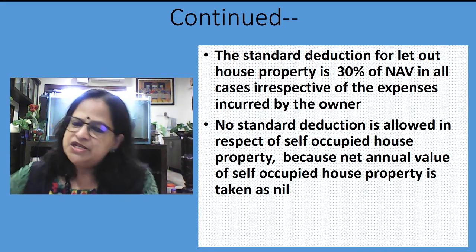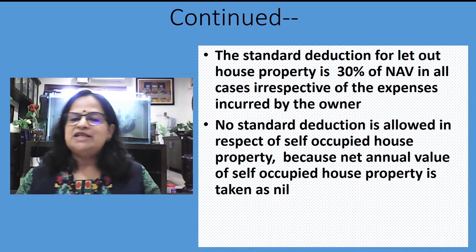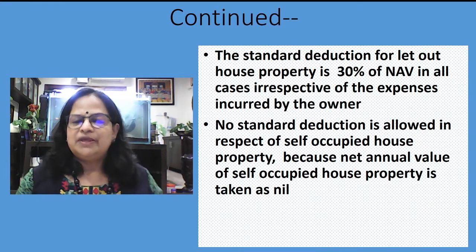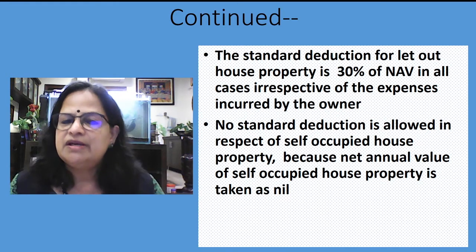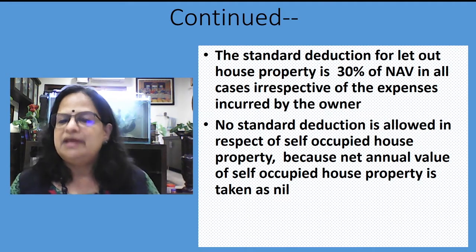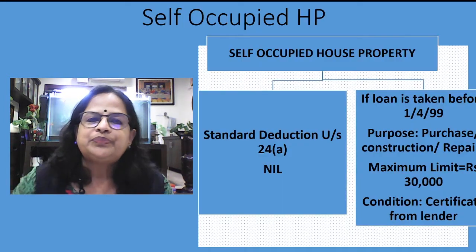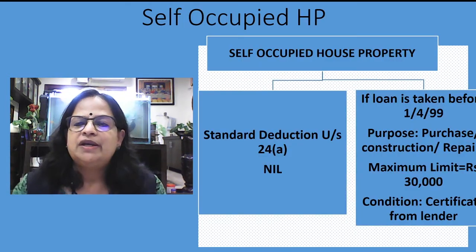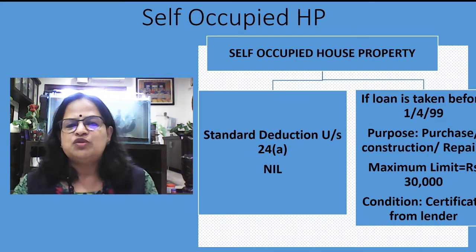So all the interest you are paying for the housing loan and the principal amount you can claim, and you will get a minus figure. That you can adjust with any positive income: salary income, interest income, dividend income, business income, capital gain, anything. So this is the advantage. You can reduce your tax liability. Now self-occupied house property, I have already explained with the help of a slide. Again I am explaining self-occupied house property.